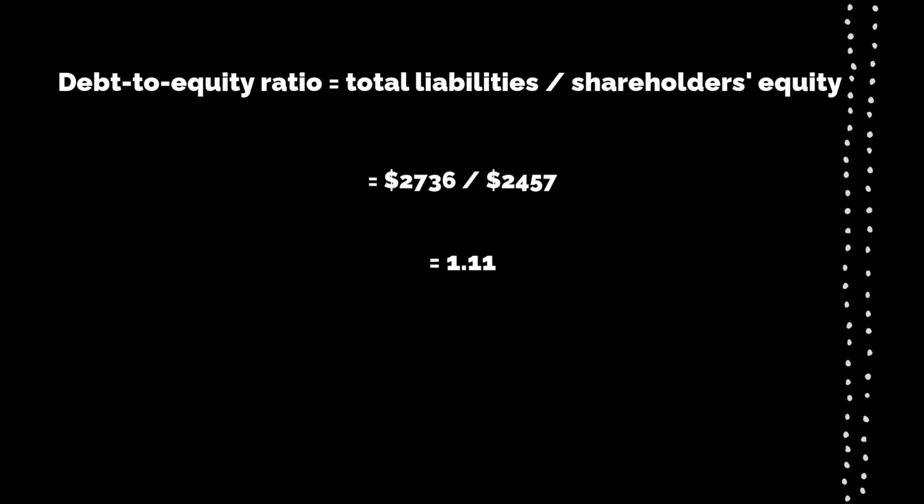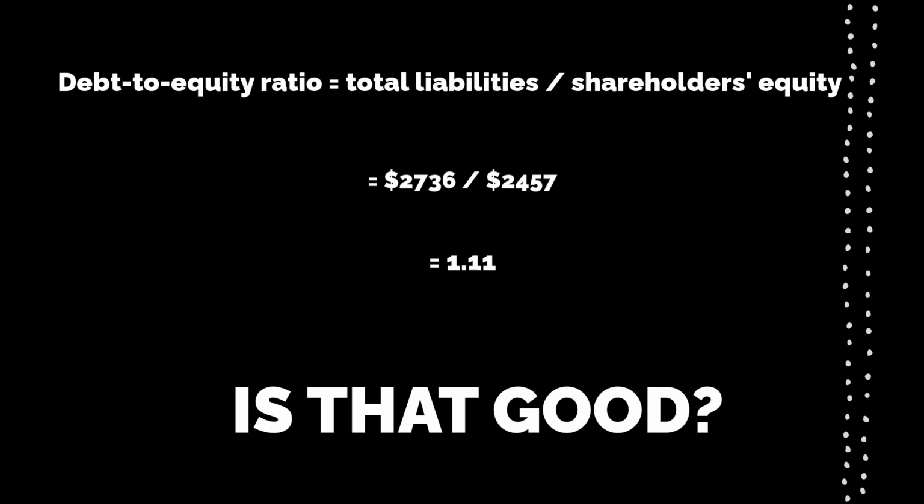So of course the question is, is 1.11 a good number? Some ratios you want to be as high as possible, such as profit margins. In those cases, higher is always better. But with debt to equity, you want it to be in a reasonable range. In general, if the debt to equity ratio is too high, it's a sign that the company may be in financial distress and unable to pay its debtors.